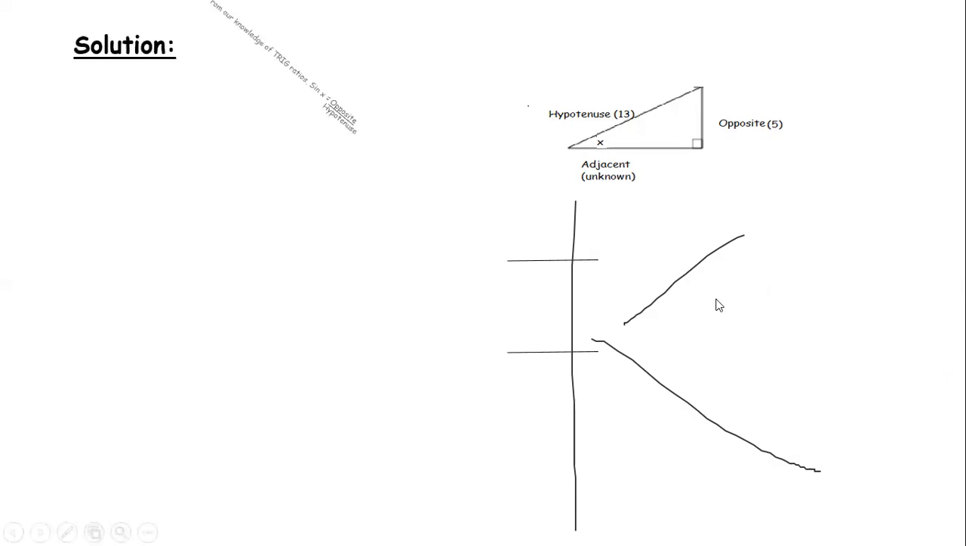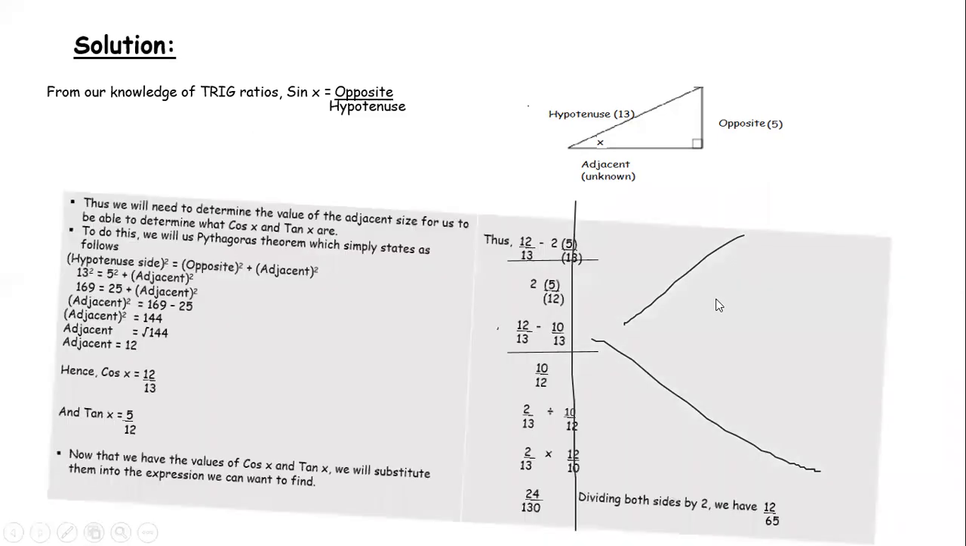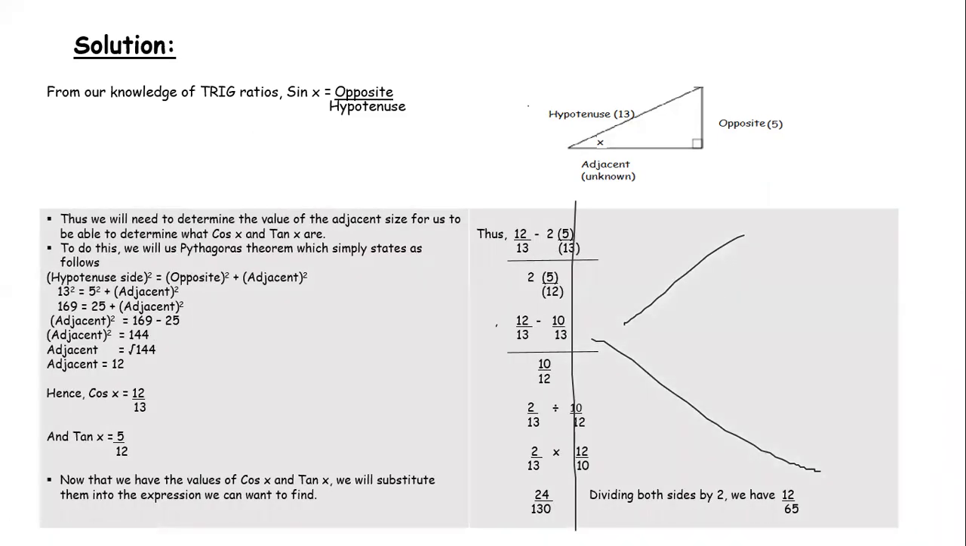So we write out the information we're given. Now, if we look at my screen, for us to be able to find the value of cosine and tangent, we need to know the adjacent side, because cosine and tangent need the adjacent side. We have the hypotenuse and the opposite, so what we need to find now is the adjacent. The only way we can do that is to use Pythagoras theorem.